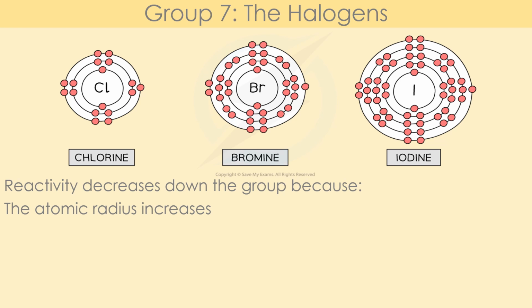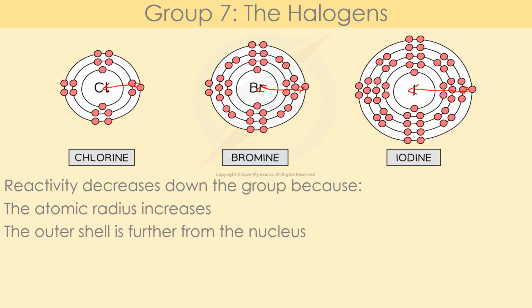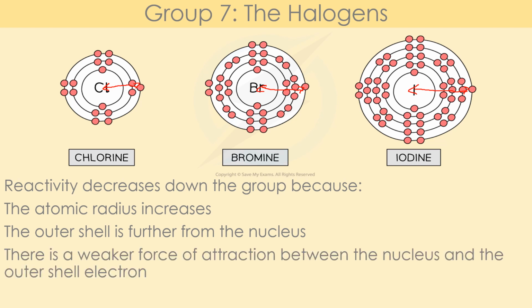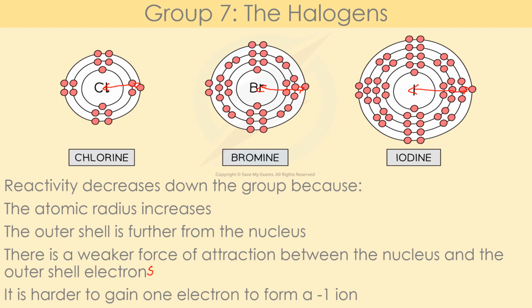Now our atomic radius is the distance from the nucleus out to the outermost shell. Group 7 have 7 electrons in their outer shell. It means their outer shell is further from the nucleus. As such, there is a weaker force of attraction between the nucleus and the outer shell electrons, or the outer shells. Let's add on an S there, apologies for that. And it makes it harder to gain 1 electron to form a 1- ion. So it's now harder to gain 1 electron to form a 1- ion.